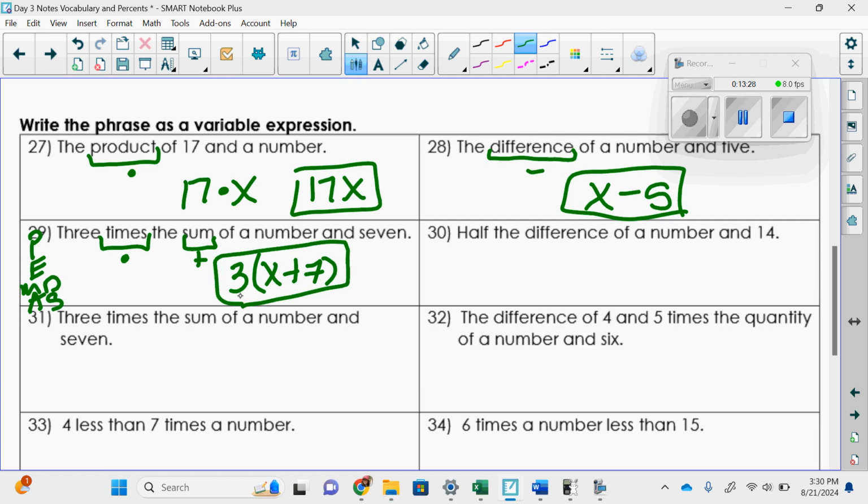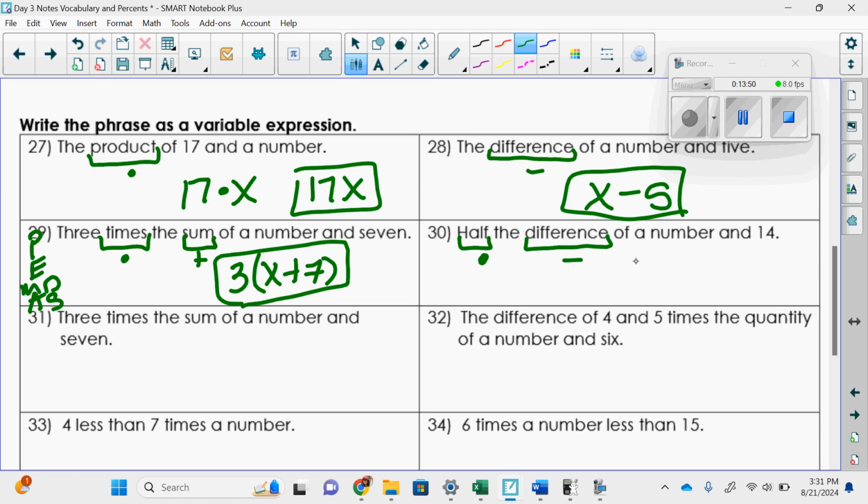Half the difference of a number and 14. So same thing. I want to take half of, there's the word of, half of the difference. So I'm multiplying by half, but I'm multiplying the difference. So the only way that I can subtract before I multiply is if my subtraction is in parentheses.